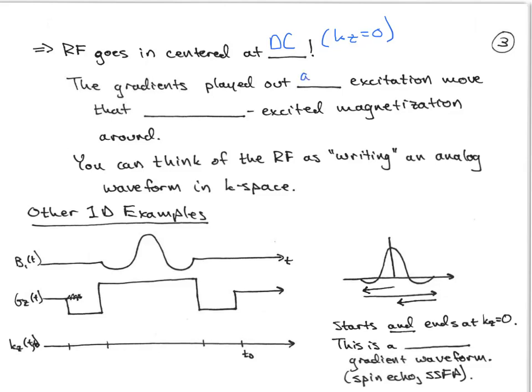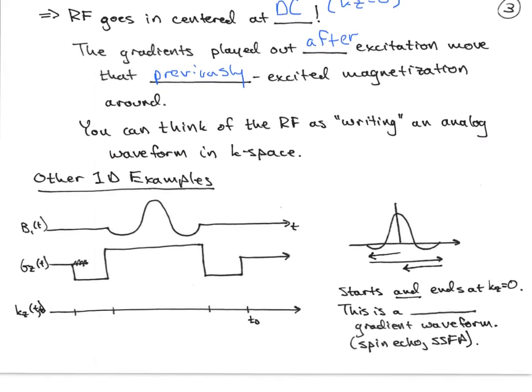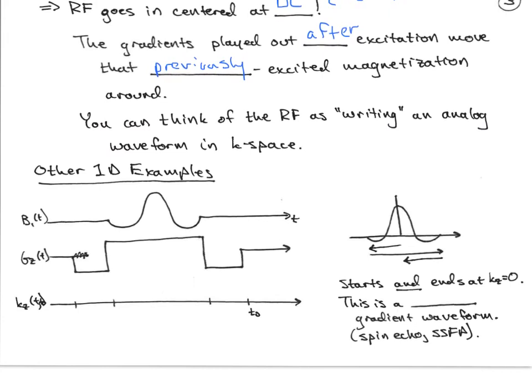Gradients are also played out after the excitation, and they move that previously excited magnetization around. We lay down the RF power, and then after we're done with the pulse, the gradient played out afterwards shifts that whole previously excited magnetization around, the entire volume. So you can think of the RF as writing an analog waveform in k-space, and the gradient determines exactly where we're writing it, and can even manipulate the position where we wrote it, as an affine shift, even after we have finished writing out the pulse.